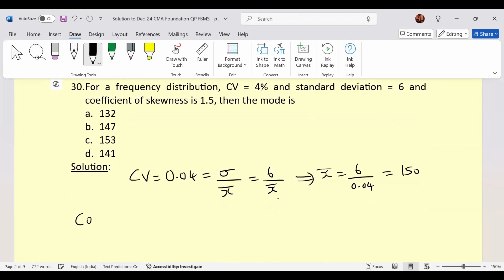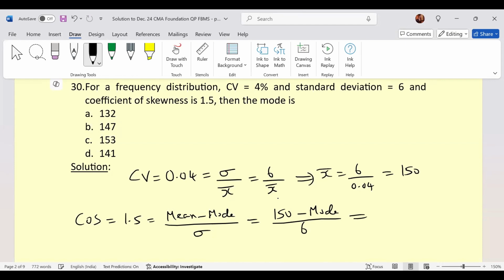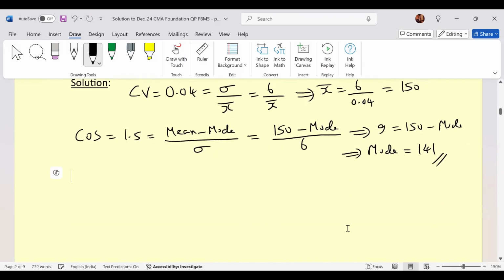Now, coefficient of skewness is given as 1.5, and the formula which is related to mean and mode will be mean minus mode divided by standard deviation. So mean is known to be 150, mode is unknown, standard deviation is known to be 6. So we will have now 6 into 1.5, which is 9. 9 is equal to 150 minus mode, which means mode is 141. So our option D is the right option. Let us move on to the next question.